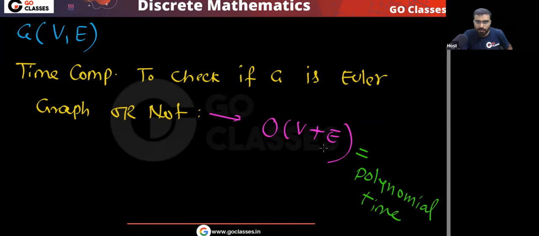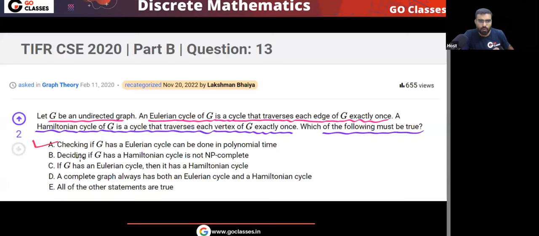For example, if you have a complete graph, then this will become V square. If you have a complete graph, then the number of edges will be V square, something like that. Yes or no? Order of V square. So I can say overall you have polynomial time. So I can say option A is correct.